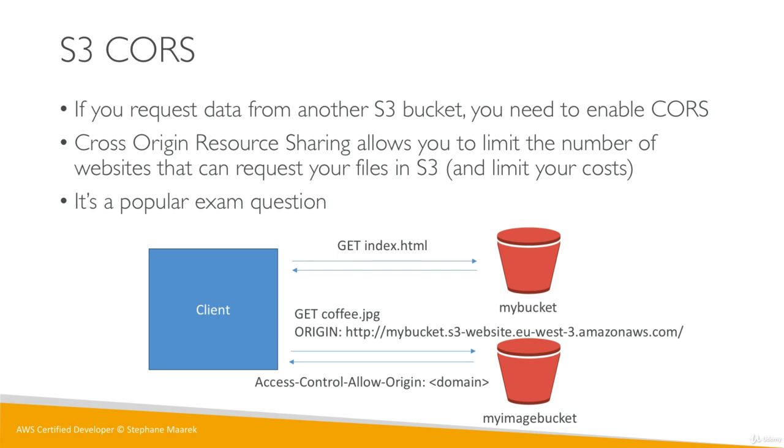If CORS is not set up properly, then the image will not get through and the client will get a 404. So it is a very popular exam question. It just says the client has an index.html file and this file tries to access an image in another bucket, but it's not working. What's going on? Well, the answer most likely is that the image bucket, or the other bucket, does not have the proper CORS enabled, or just CORS enabled at all.